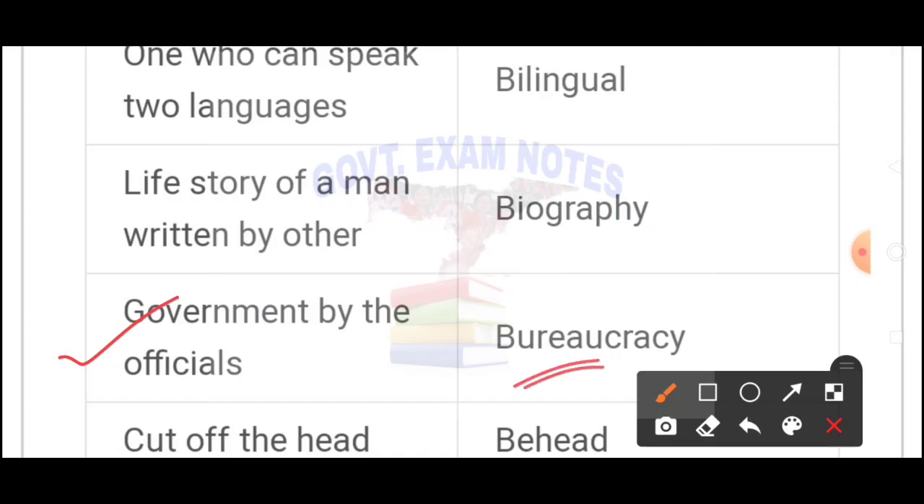The last one we got was one who belongs to a middle class family, that is called bourgeois. Bourgeois and bureaucracy, sometimes these words are asked for spelling correction. So focus on the spellings of those 2 words. These are very confusing actually. So bureaucracy and bourgeois, pay attention to the spellings of those.